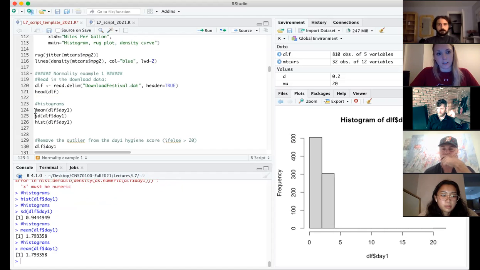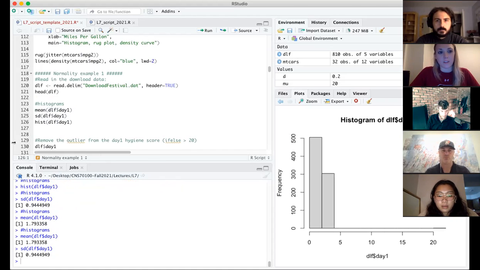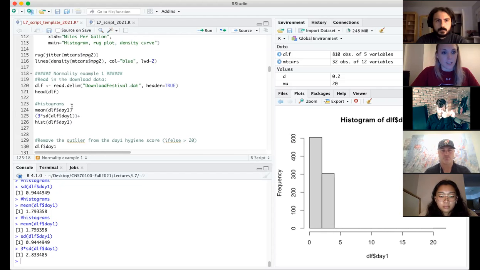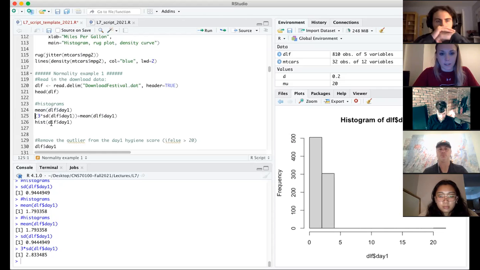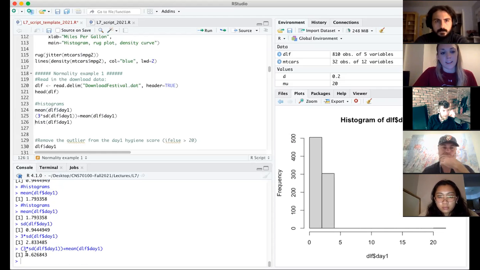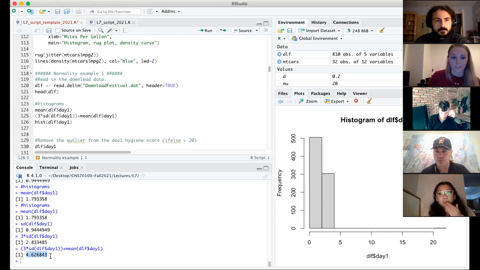As we can see here, our mean is 1.79. I can't remember what this is measuring, but that little outlier is 20, so I know that is absolutely an outlier. Even if we used 3 times the standard deviation, which is a pretty strict cutoff, we can add 3 times the standard deviation to the mean to check. Really anything greater than 4.62 is more than 3 standard deviations away from the mean.